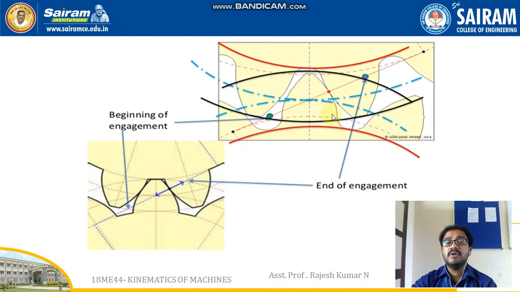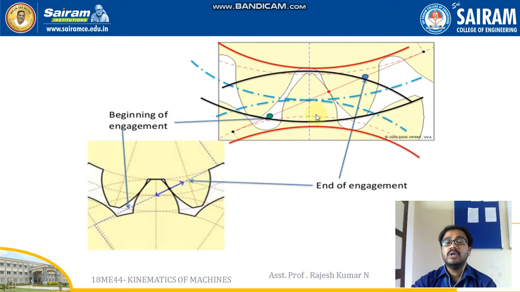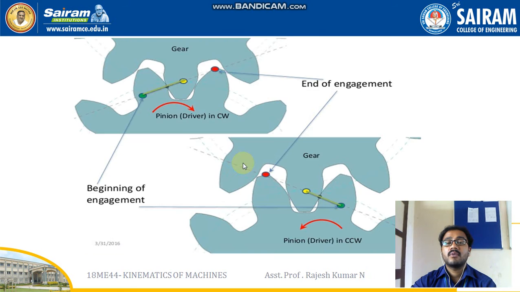Here very clearly we can see this is the starting point, the K to L point I was talking about. This is the beginning of the engagement, and this is the end of the engagement. In both the views we can see this, and these are the points I was talking about, M and N. This is the M point and this is the N point. So this is actually the path of contact.